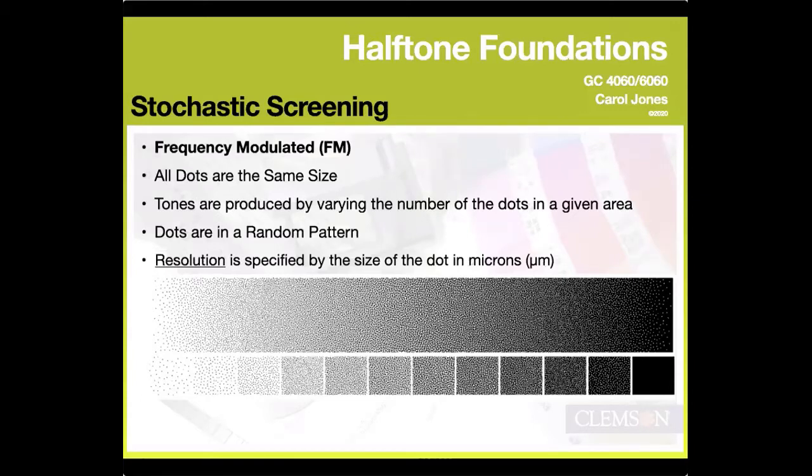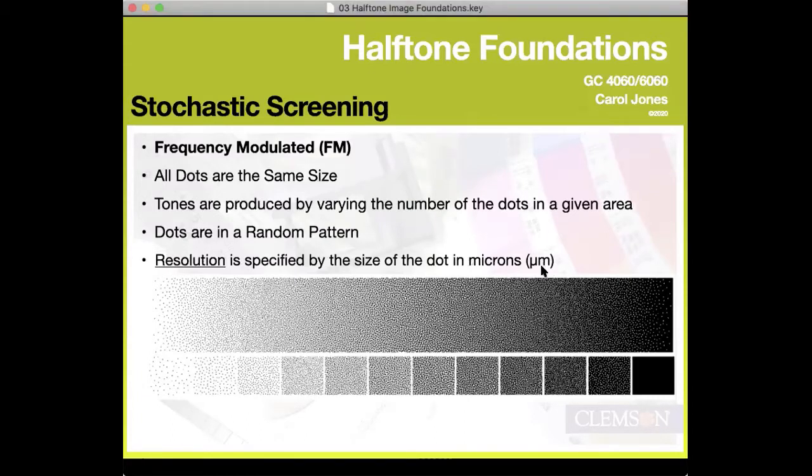So in choosing an FM screen, you would need to choose the size of the spot, which is measured in microns. That's that funny looking little U down there with the M next to it, where we are specifying that dot size in microns. So in this case, you're changing the frequency of the dots. To make a tone darker, you're just putting more of those same size spots into darker areas.